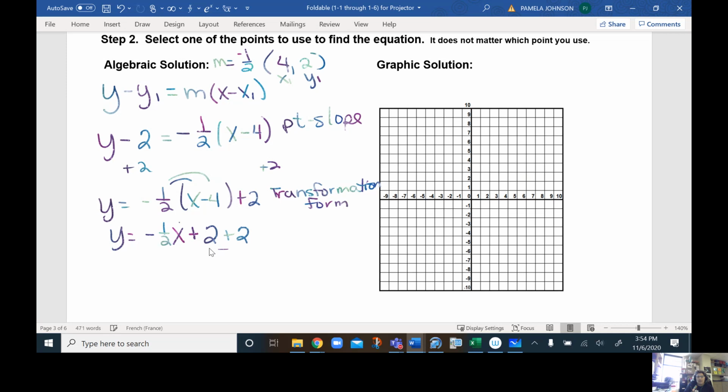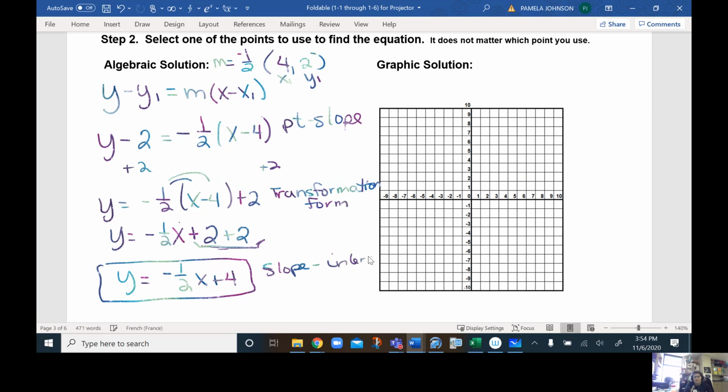So now I'm going to combine my like terms here. Make sure that it doesn't look like it's part of a fraction. -1/2 x plus 4. This is my slope-intercept form. Slope-intercept. All right.